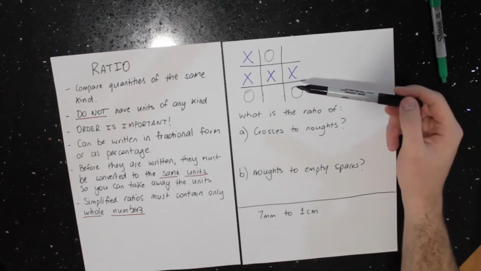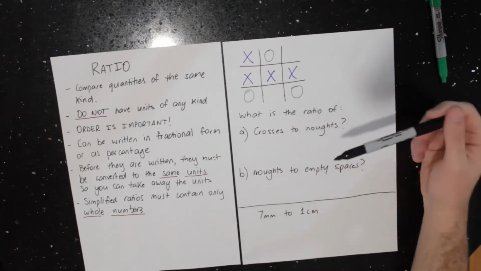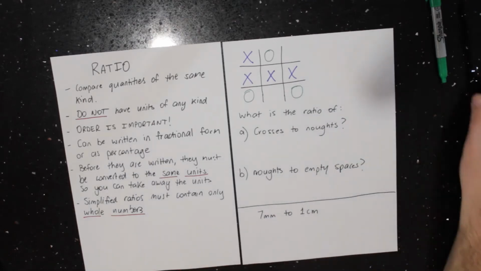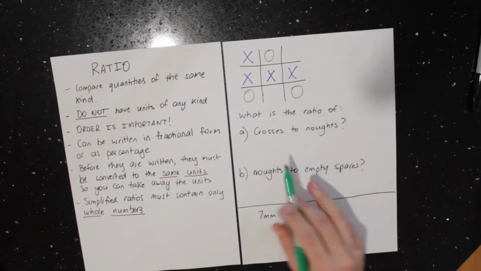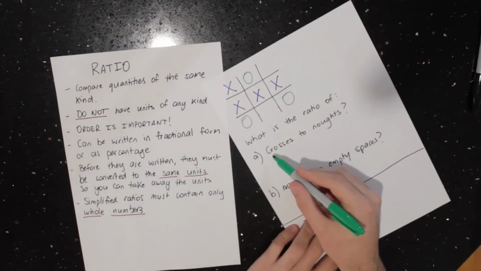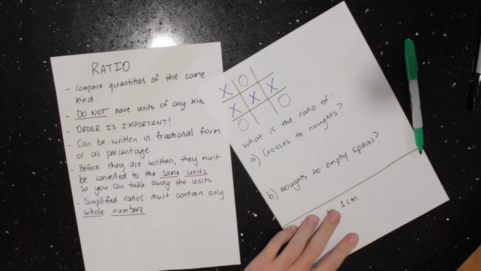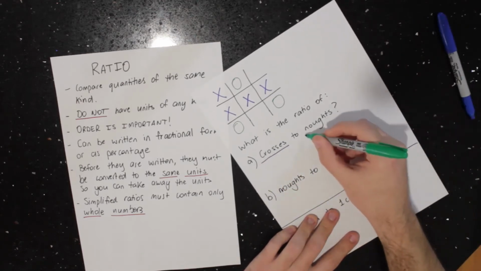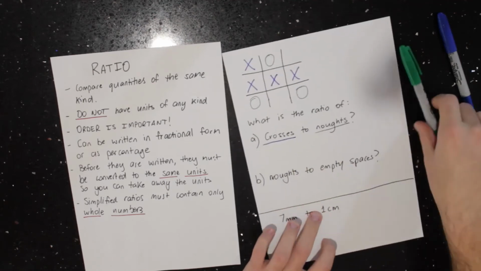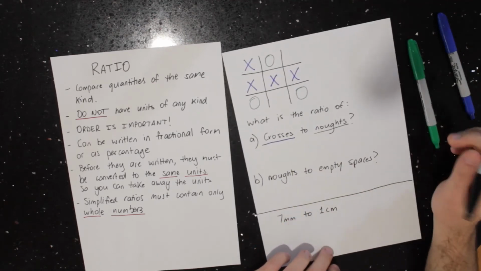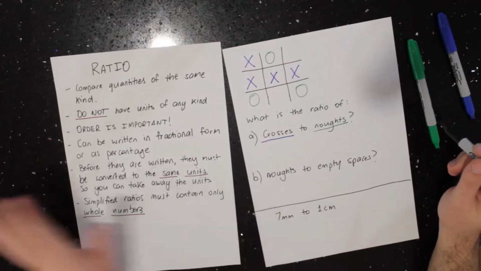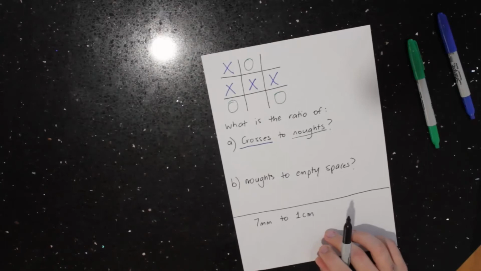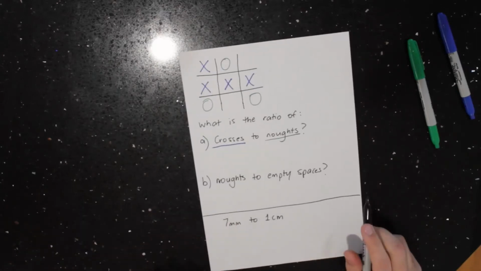But we can't have any units for starters, okay, so I'll make sure I don't have any units. And here it says order is important. So let's look at the order in the question. I said, what is the ratio of crosses, I underline that in blue, crosses to noughts? Okay, so let's keep that in mind. And the rest of it here we don't really need to think about right now. Well, let's have a look.